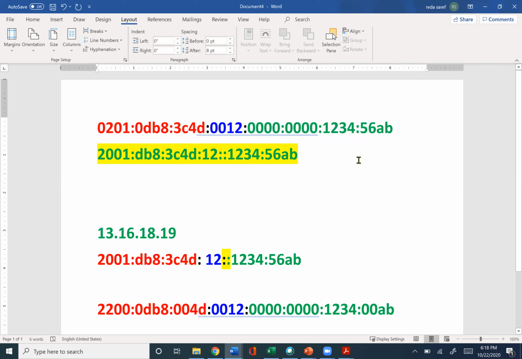This type is a special one. It is an abbreviation of this IP right here. So the way we abbreviate it, or put it in a shortened version, is we apply these 2 rules. These 2 rules have been applied to the zeros.